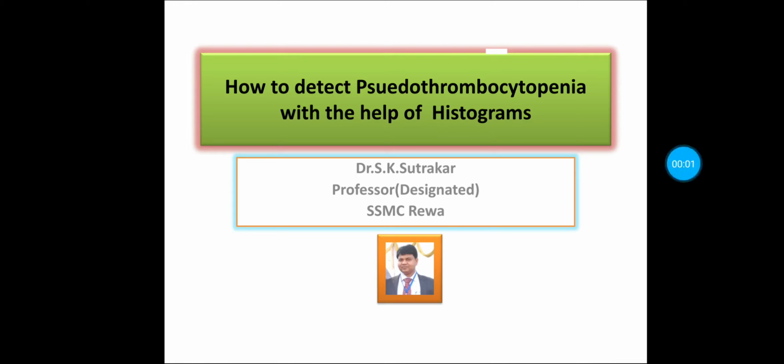Good morning, friends. Today we are going to discuss pseudo thrombocytopenia. It is one of the important conditions which we come across while interpreting CBC findings. So today we will discuss pseudo thrombocytopenia and how it can be diagnosed by using histograms. By interpreting these histograms, we can diagnose this condition, and it is very important for clinical practice.